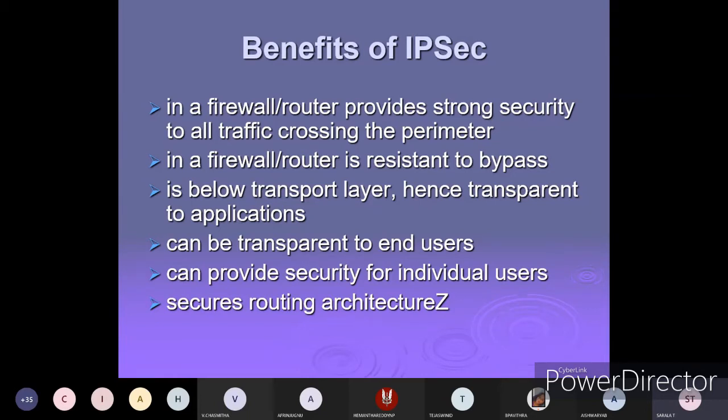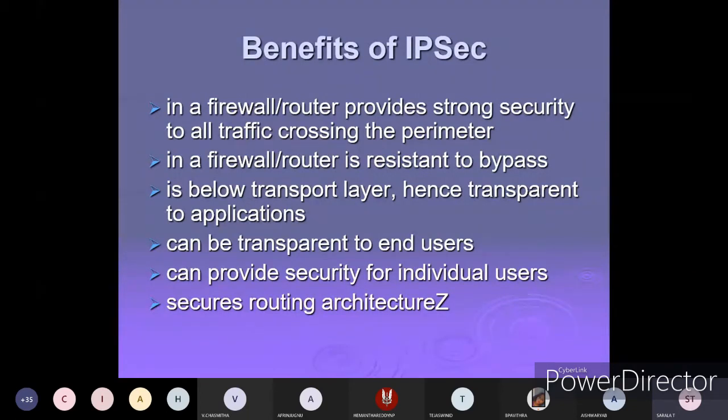It is below the transport layer, hence transparent to applications. See, with applications and the transmission of information, IP security is always the lowest layer. After that you provide transport layer security, after that the SSL layer security, and after that you will have the headers. In this way, you have provided the security for the information.